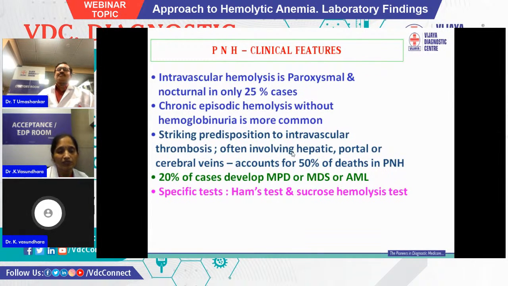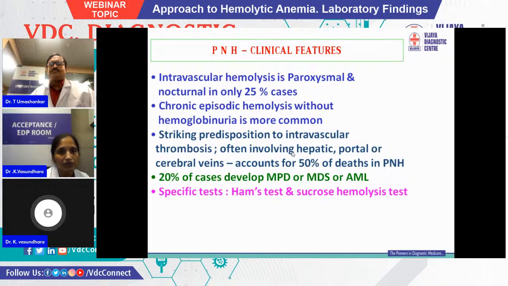The first sample, the first void urine in the morning, is dark colored, and the other subsequent urine samples will be normal. The dark colored urine is mainly because of the presence of hemoglobin, which in acidic urine converts into acid hematin and gives the brown color.